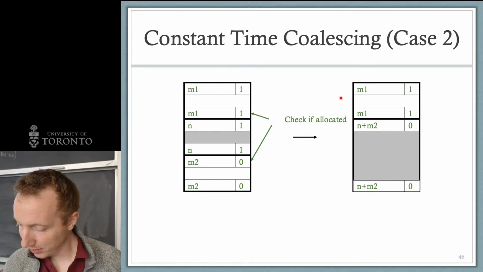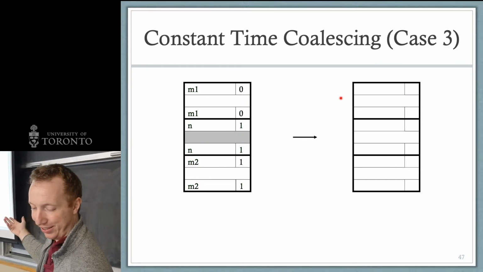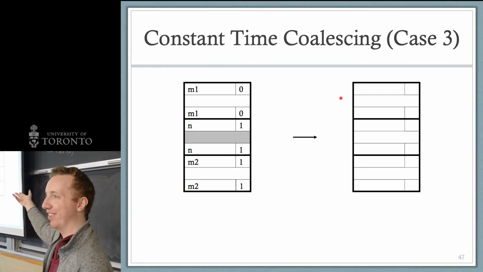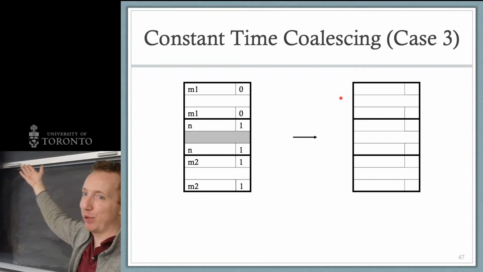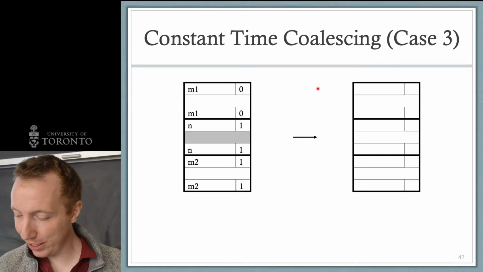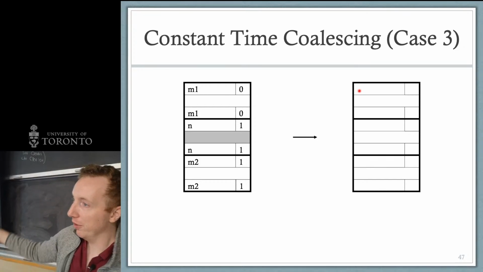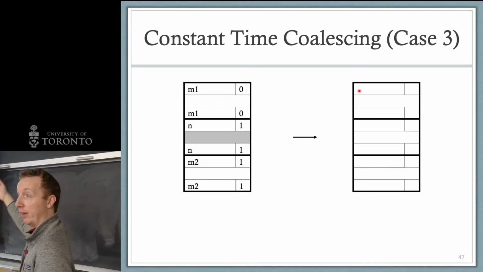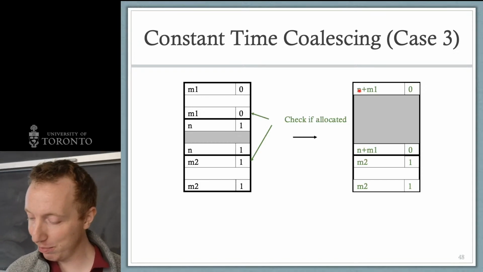All right. So the next case, this should be boring, right? So the previous one is free now. What does it look like now? Well, hopefully this is not that exciting. The new coalesced block is of size M1 plus N, and it's freed before, and we don't touch M2.